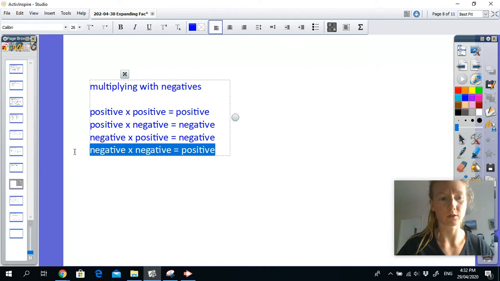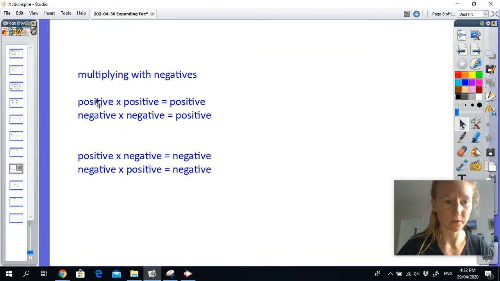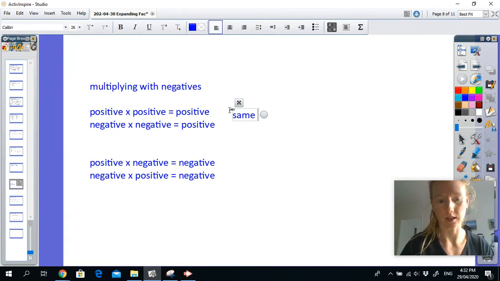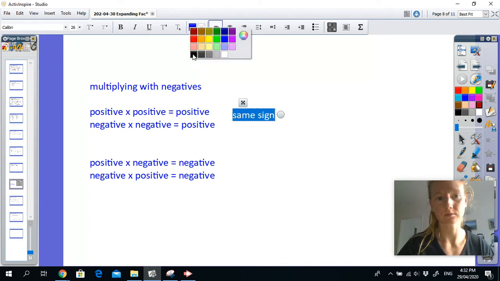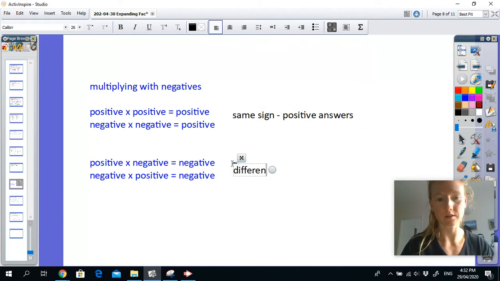So if I just reorder those, you can see that in the first two, we have positive and positive and negative and negative. So if you have the same sign in your multiplication, you're going to get a positive answer. If you have different signs in your multiplication, so we have one positive, one negative, either way around, you're going to get a negative answer.